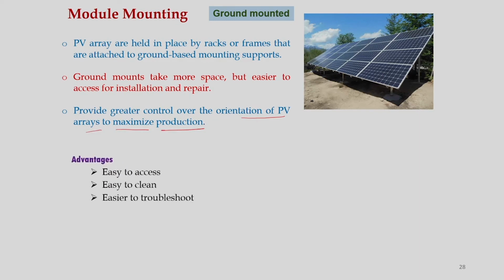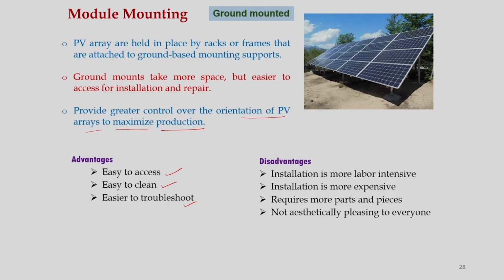Now, the advantages primarily are that it is easy to access, easy to clean, and easier to troubleshoot, because dust accumulation will be there. So, every time you have to clean it. That is why it is very, very important to make an arrangement to clean, so that people can move around and clean it in order to maximize the conversion efficiency. For roof mounted, it is sometimes difficult to clean it.